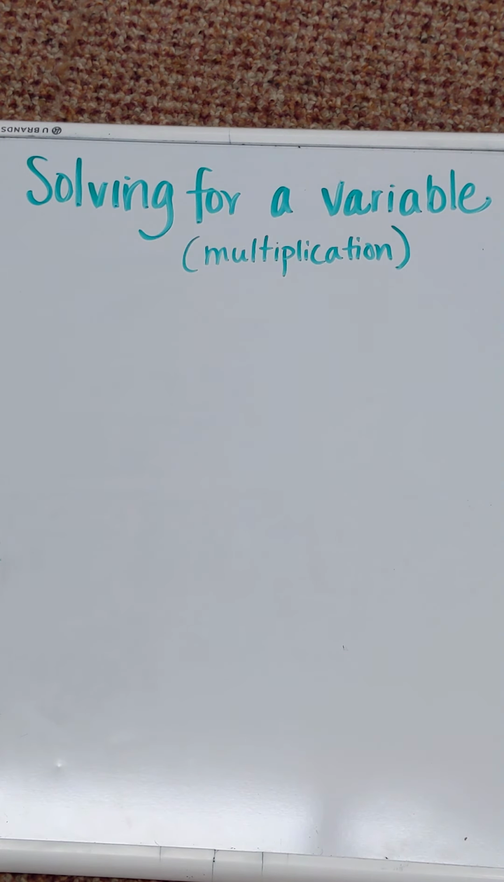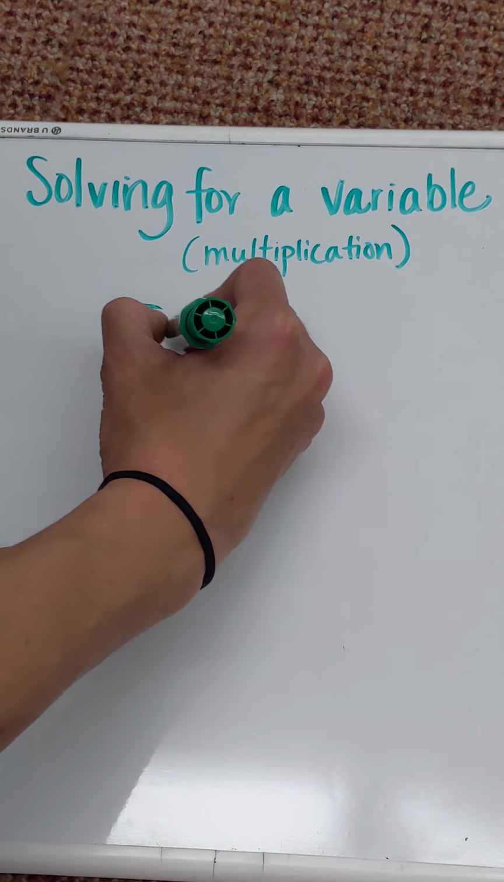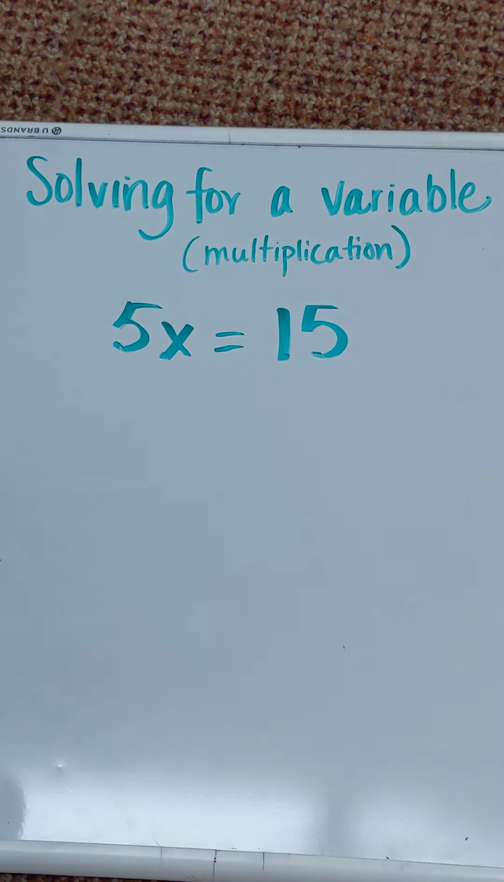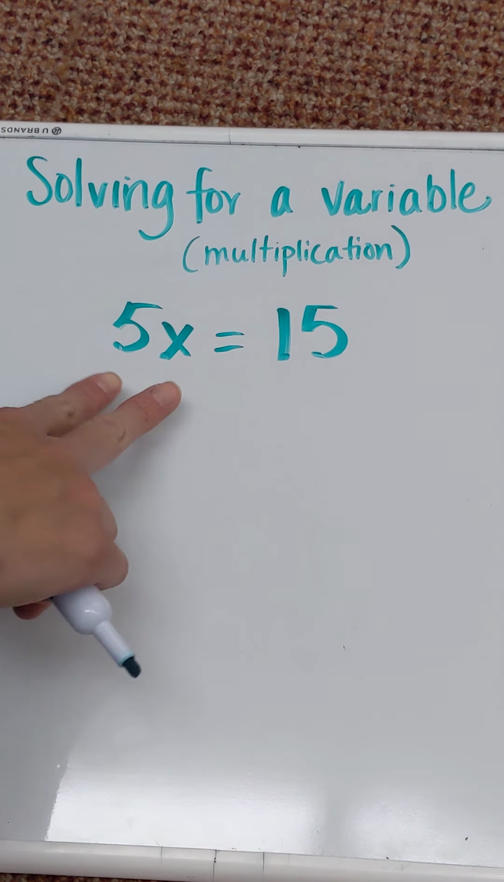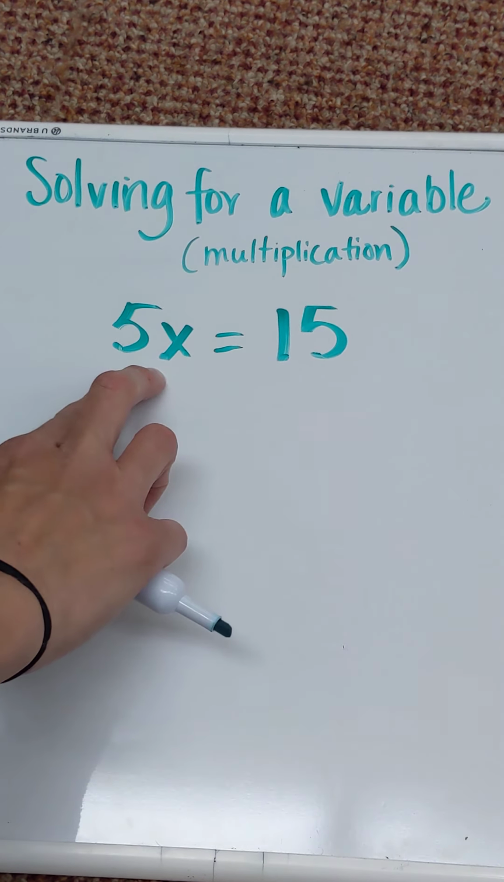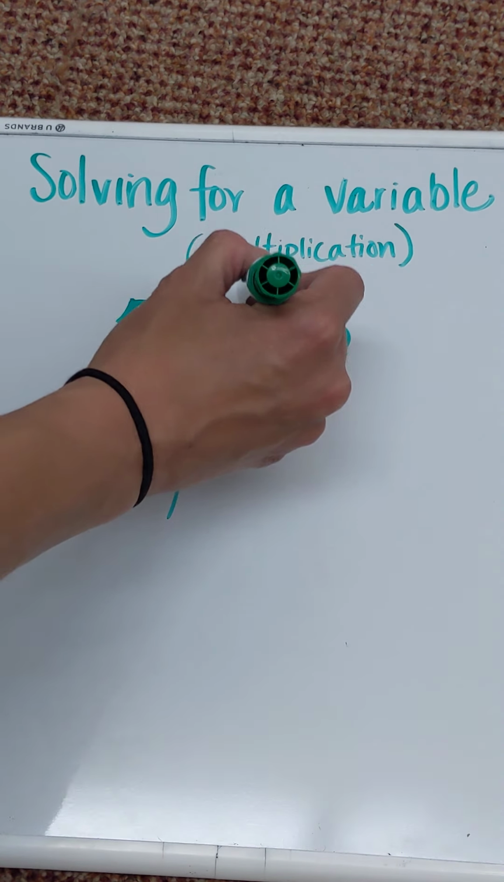So solving for a variable when there's multiplication involved looks something like this. If we had something that said 5x equals 15, this 5 and this x are next to each other, which actually means multiply. So this means 5 times x. We don't know what x is. That's what we have to figure out. So this is x multiplied by 5. Let's go ahead and put our railroad tracks in.